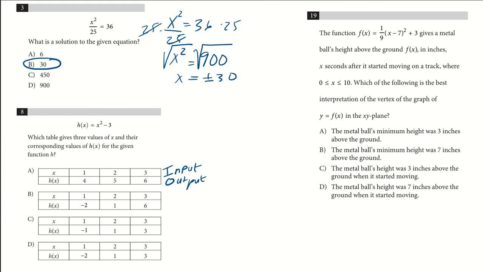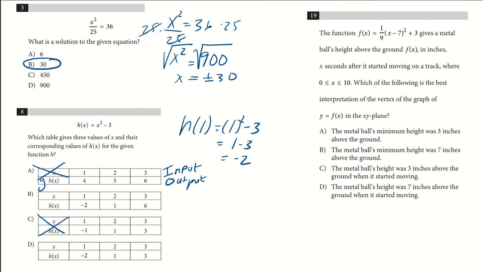That might also be called y, but this is function notation to say h of x. So literally, all I got to do is put in my first input value, which is the same for all of the functions. I'm going to do h of 1 equals 1 squared minus 3. So that's going to give me 1 minus 3, which is negative 2. So I know that based off of that, my output is negative 2. A got to go. Also, C got to go.